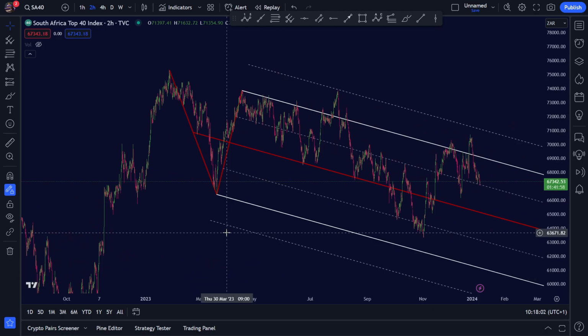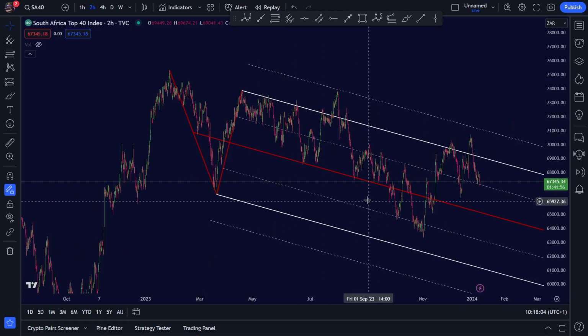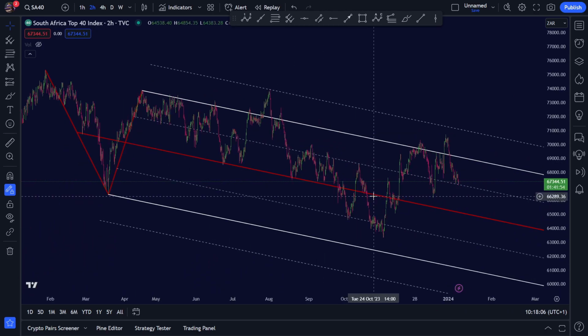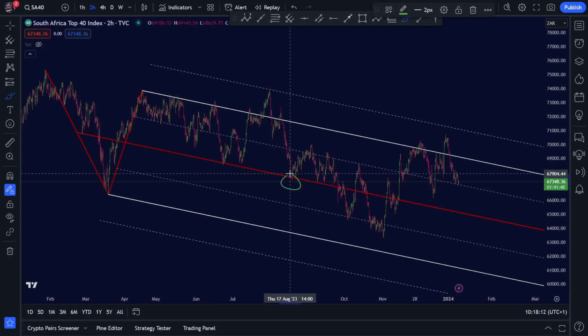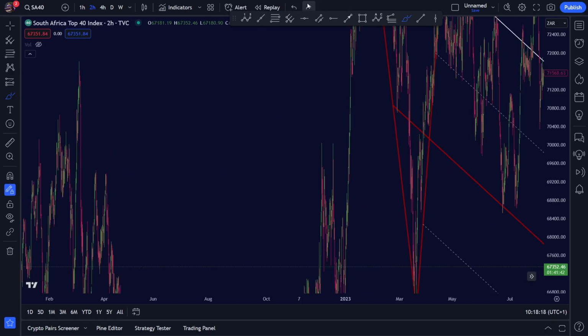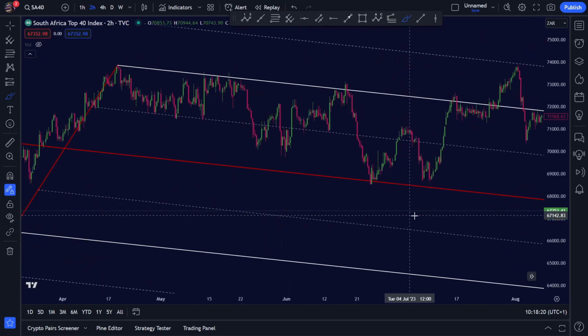So this is the power of the Pitchfork, and I can show you any market, any time frame. The power of it works for any market, any time frame. You can see here again how we had a bounce here, and then eventually we broke down. Usually we get two bounces, and then price breaks down.